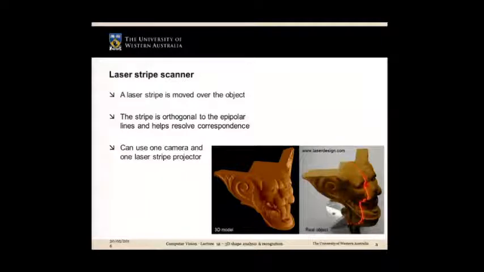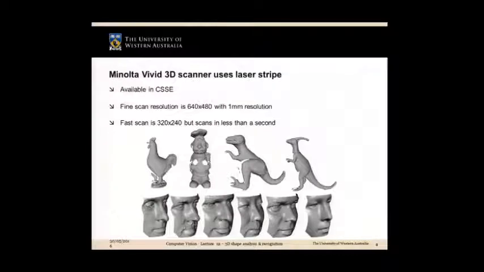We have one such scanner here in CSSE. It's a Minolta 3D scanner, and it has a resolution of 640 by 480 and 1 mm resolution. The images that you see on your screen have been captured using that scanner. The first one especially is the UWA object data set, which was proposed back in 2005 or 6. All these images were captured using that Minolta scanner.